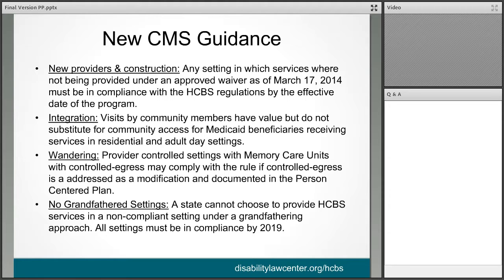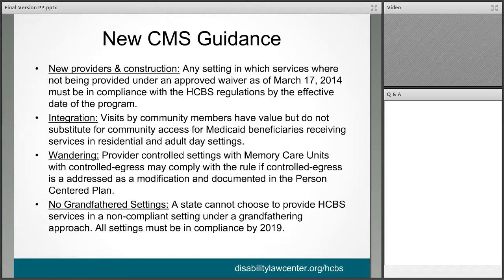So since the settings rule was issued in 2014, CMS has also issued some additional guidance for stakeholders based on questions they've received, and we wanted to highlight some of that guidance and explain it to you. The first guidance that was issued was regarding new providers in construction, and we feel it's important to address this guidance from CMS because it's been a particular area of concern nationwide, and we've included the guidance directly from CMS here in the slide.